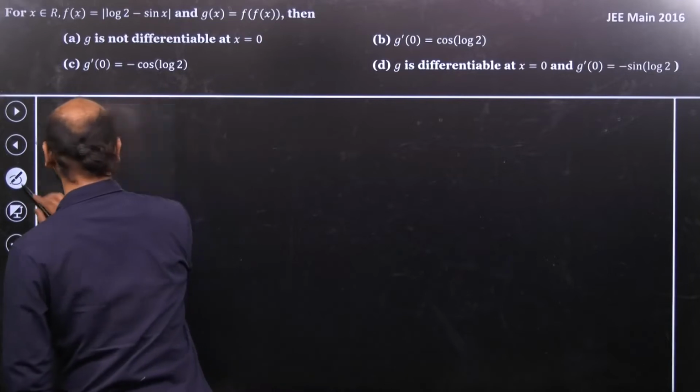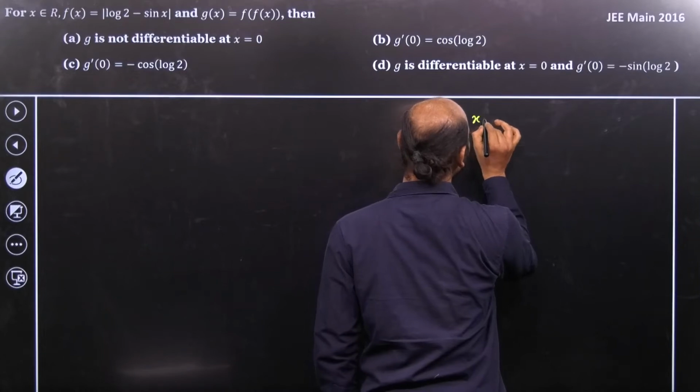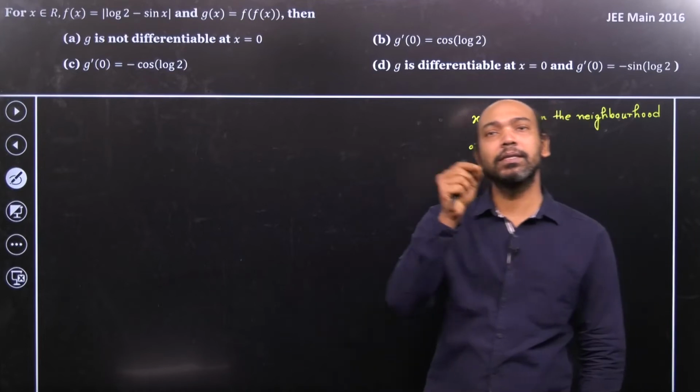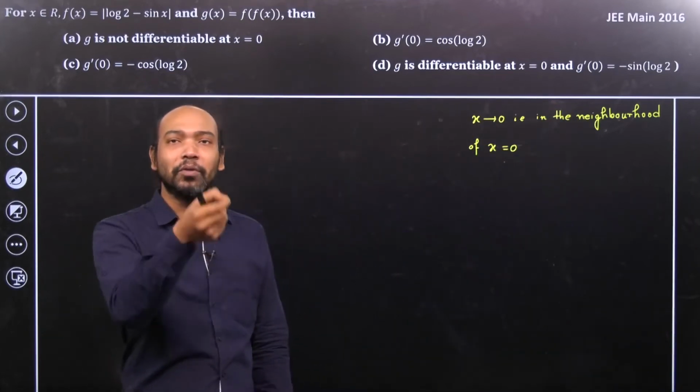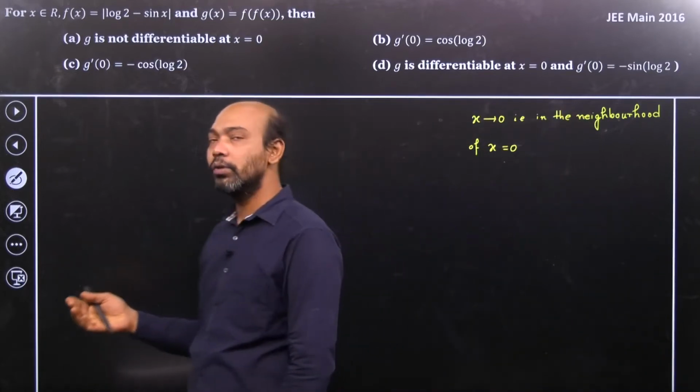Let's see that. Now we are considering the case x tends to 0, that is, we look in the neighborhood of x equal to 0. So what is that neighborhood? That means the region close to 0: 0 minus epsilon, 0 plus epsilon, or 0 minus h, 0 plus h, whatever you call it. We take care of the functions close to that only.